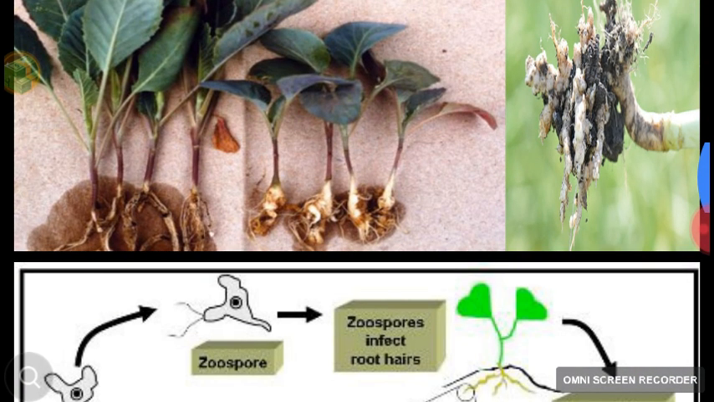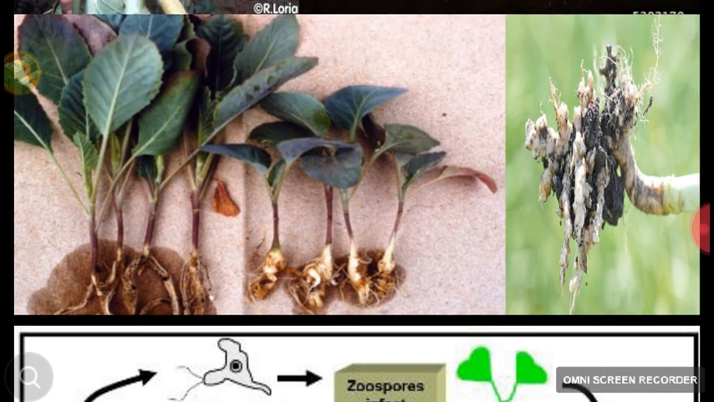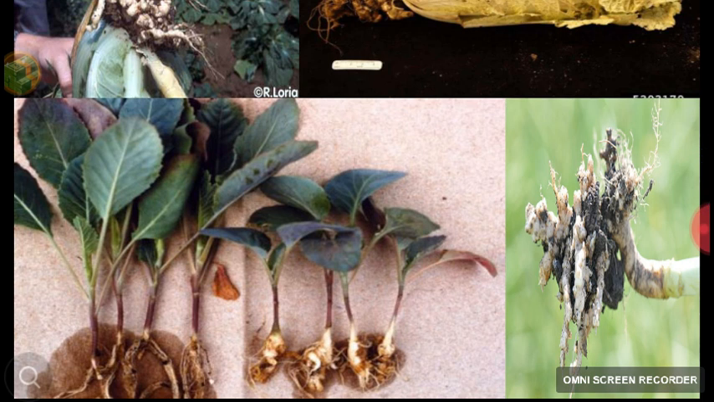You can see here clubroot, irregular galls on the root in the third picture, and the root becomes spindle in shape in the second picture. Let's have a great glance.